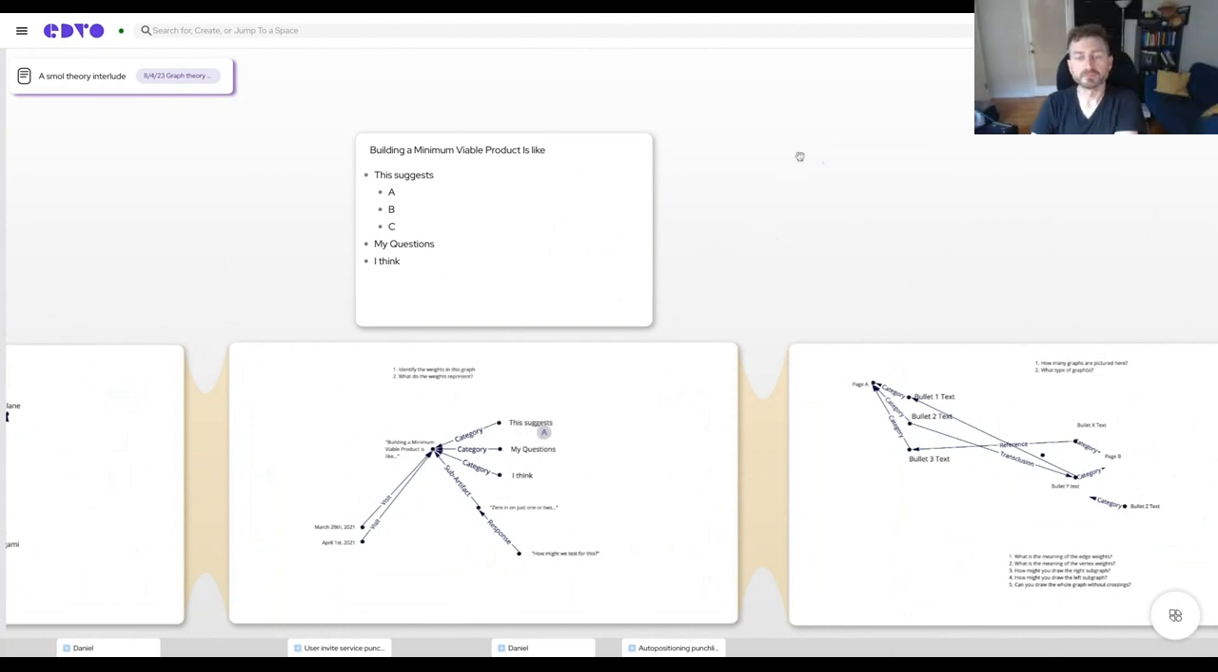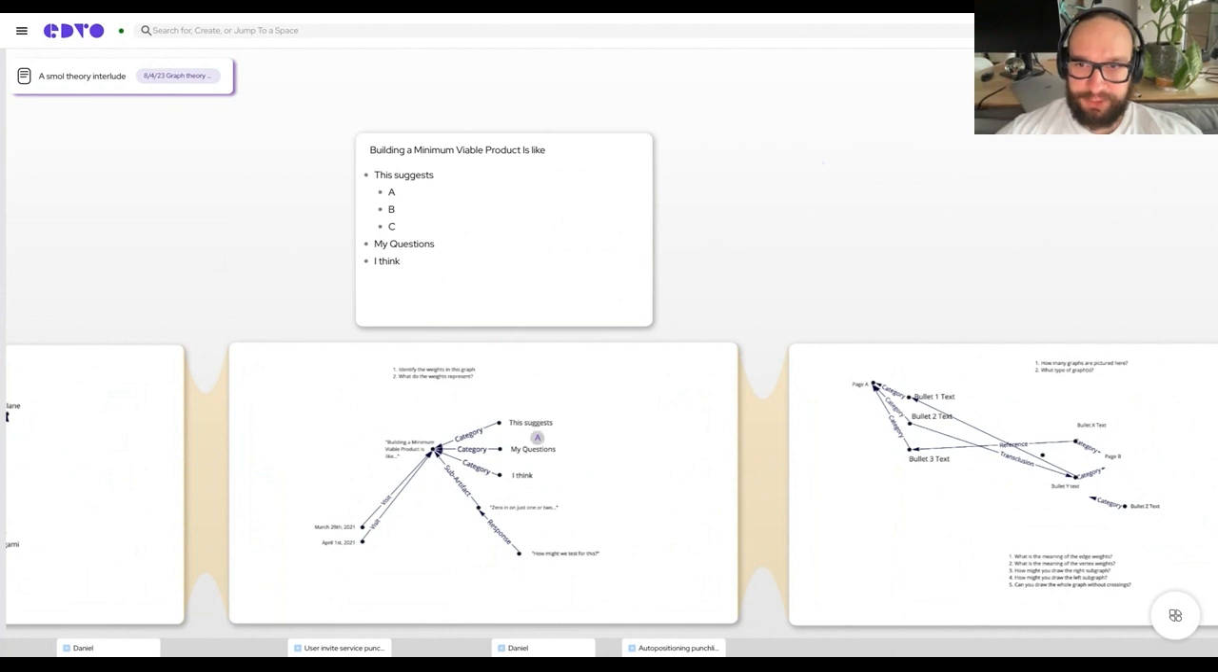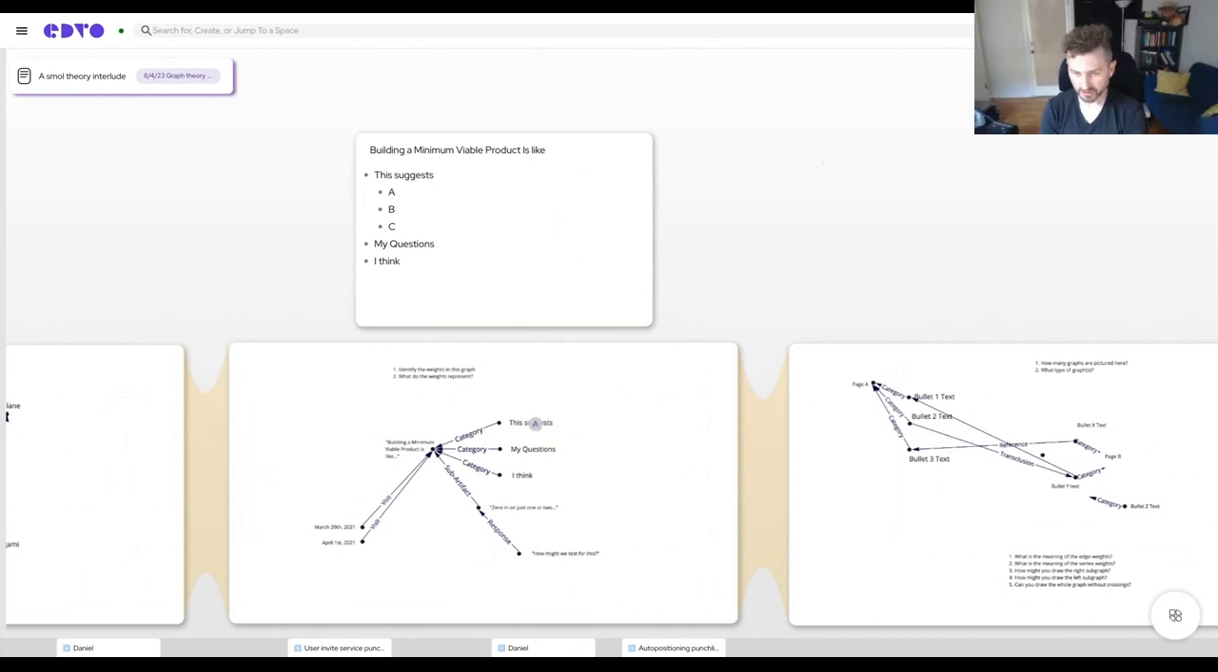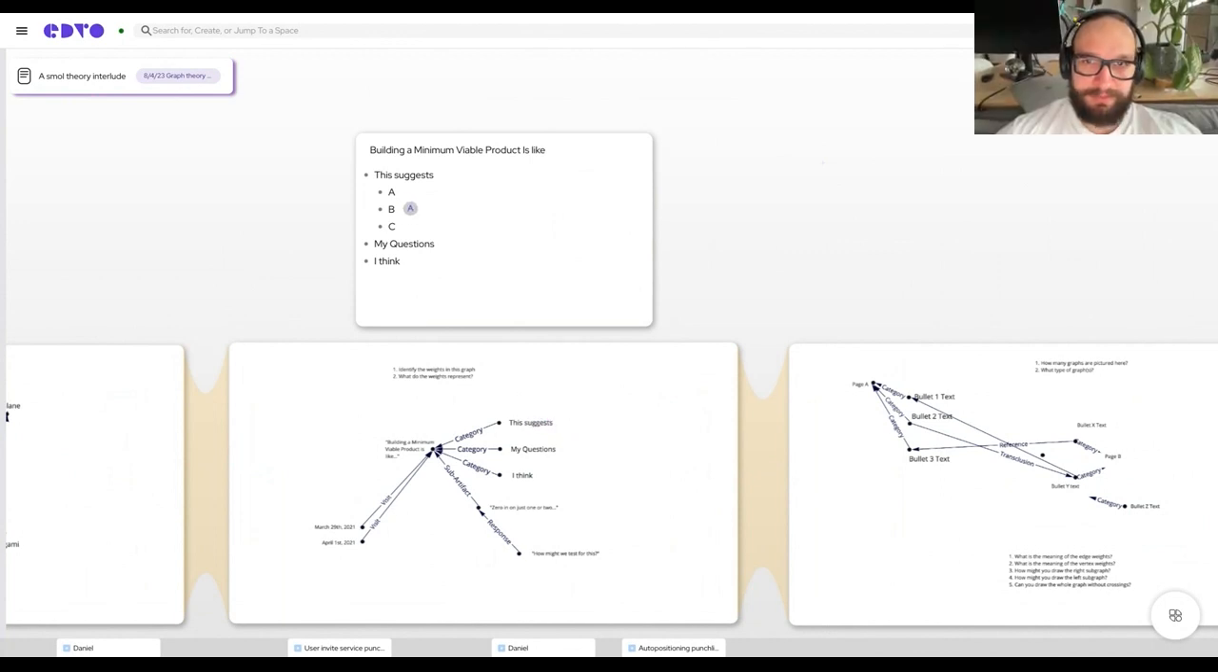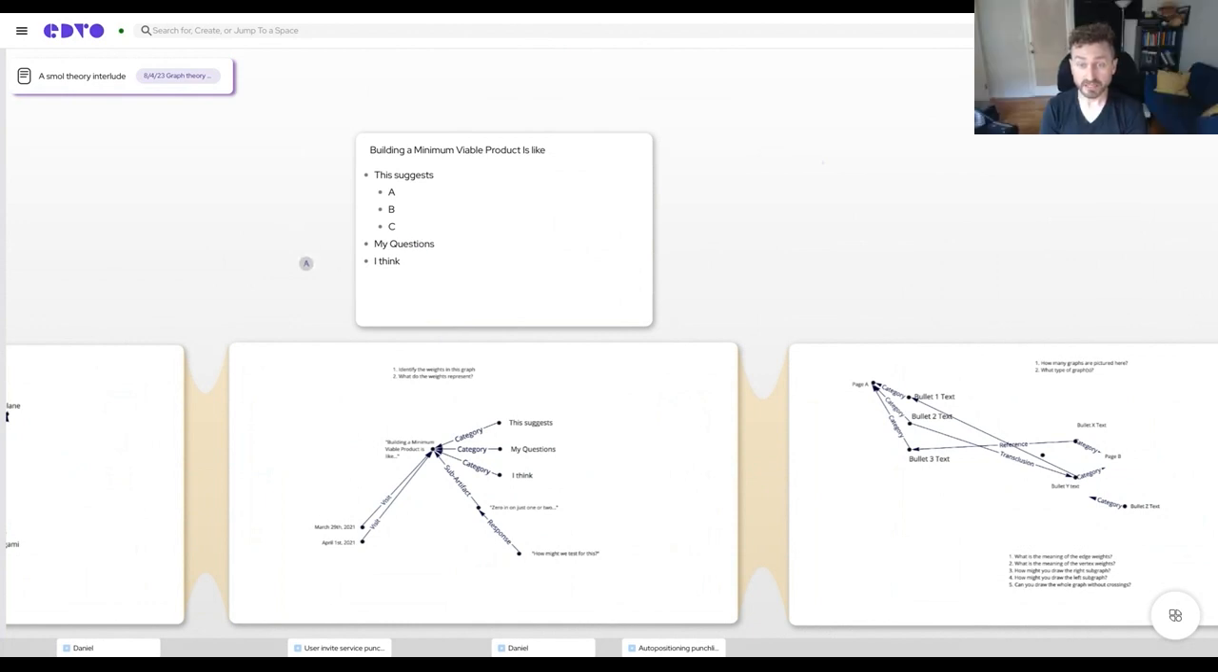So basically, we can expand this suggests and draw 3 additional vertices, and they are going to be connected to this suggests with an edge. Yeah, and if we have sub bullets for A or sub bullets for B, it will go even deeper. Exactly. So counting these, it's one vertex for the card, this suggests, A, B, C, my questions, and I think.